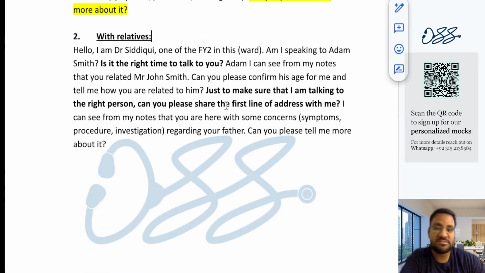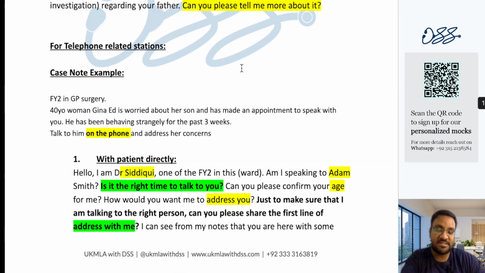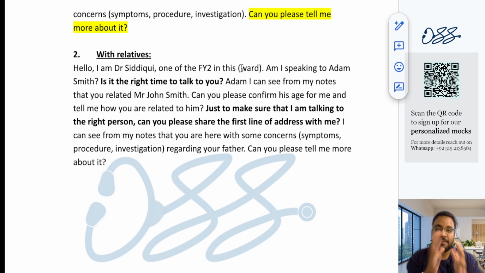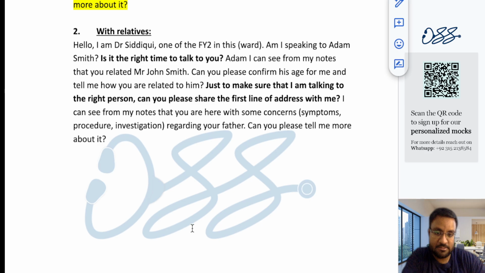Now let's move on to the last variation of the introduction. Sometimes you might be talking to a relative on a phone call. For the previous three structures that we talked about, you need to mix and merge those tips and tricks, those lines and structures, to make the structure for a telephone call with the relative. I'll simplify it for you. Hello, I'm Dr. Siddiqui, one of the FY2s in this ward. Am I speaking to Adam Smith? This remains constant.